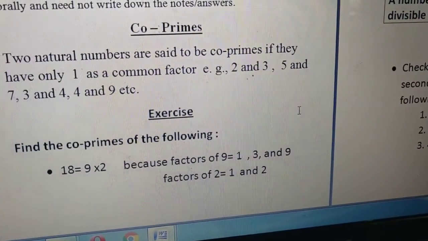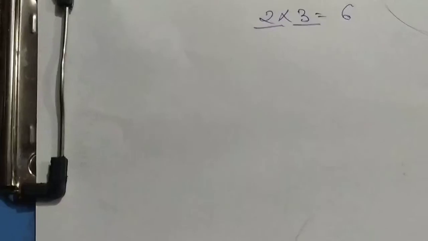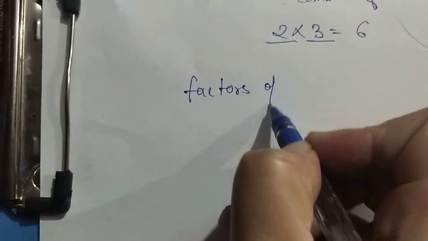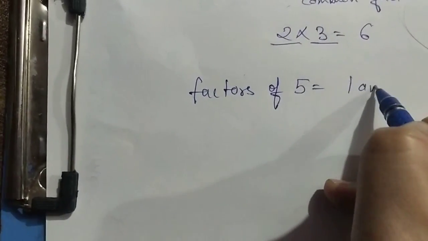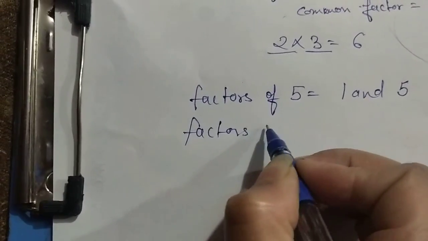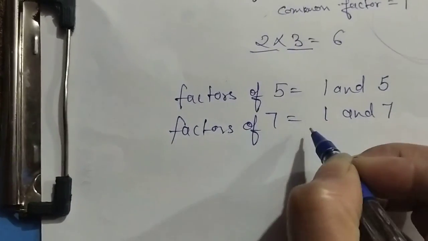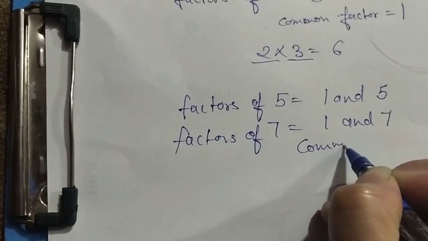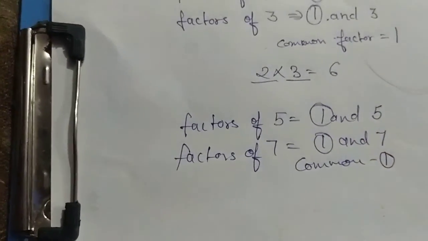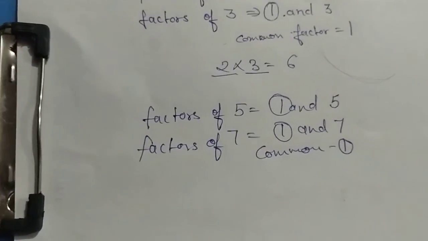My other example was 5 and 7. Now see, I'm going to explain this also. Factors of 5 equal 1 and 5, and factors of 7 equal 1 and 7. Here also we are getting 1 as the common factor. So these two are also co-primes.